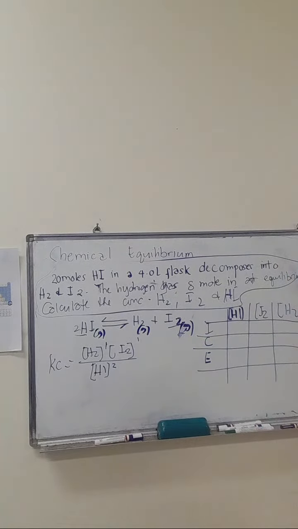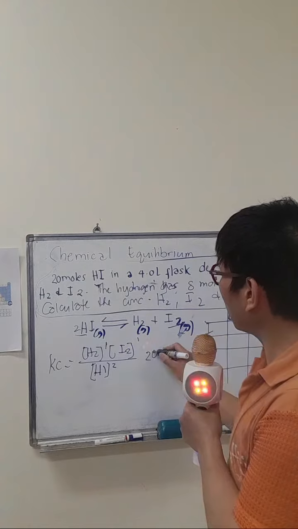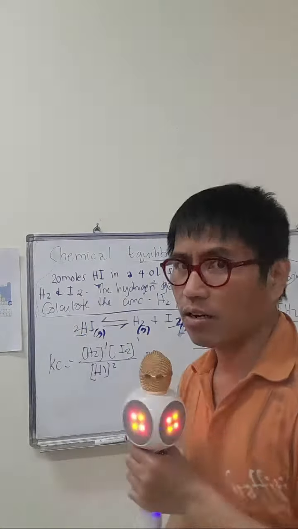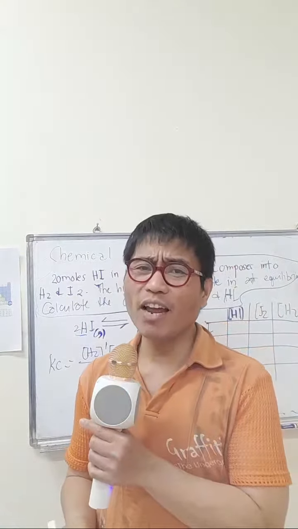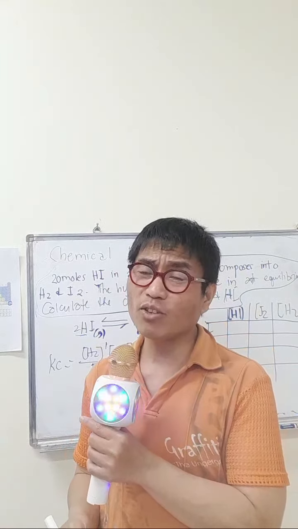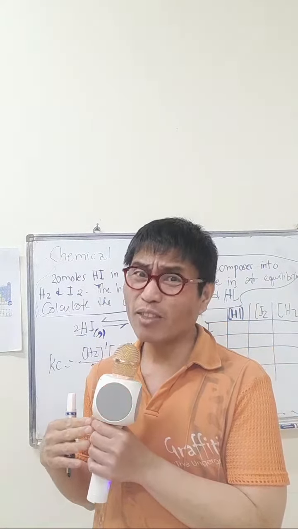Now, the initial concentration of HI is 20 moles divided by 4, because concentration is always molarity. But I found that in every example the molarity is always given, so I want to not do it like that all the time.